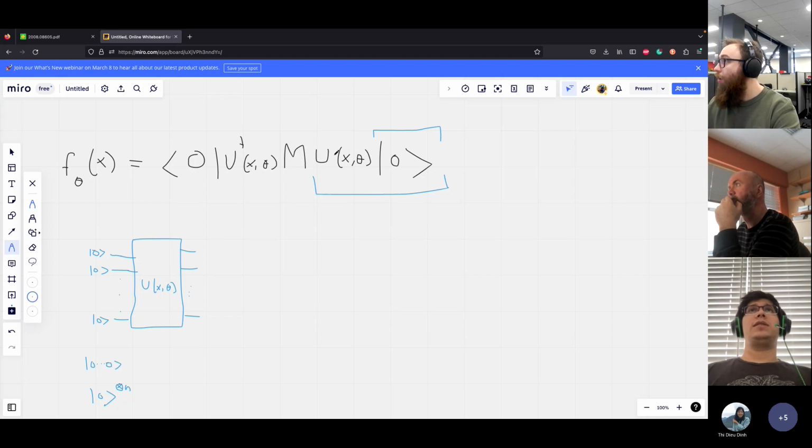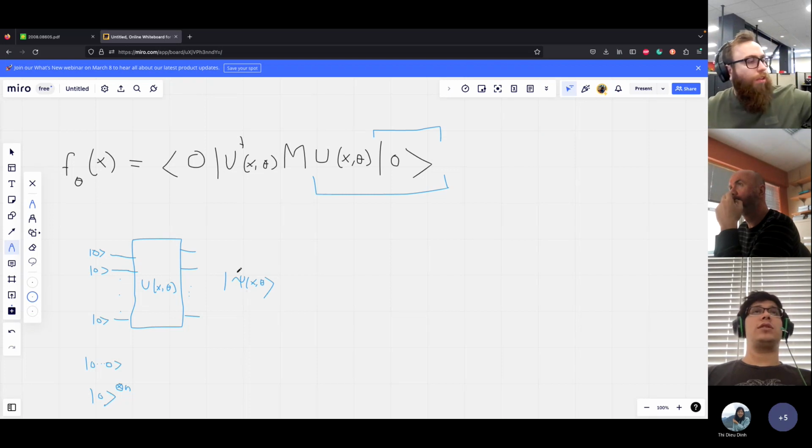So this part means you apply this U x theta on the 0 state. This U x theta is a quantum circuit that depends on the input data, x, and on some trainable parameters, theta. After that, you end up with a state that we can call psi. Now, this psi depends on the input data, x, and the parameters theta.